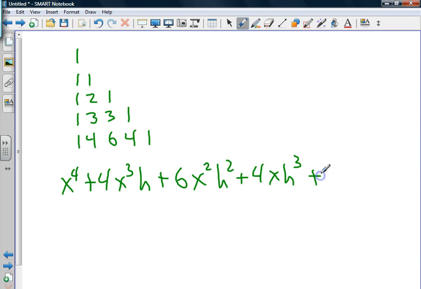And one more term is simply what? H to the fourth, okay? So now you know how to FOIL real fast. I hate that. What is that?